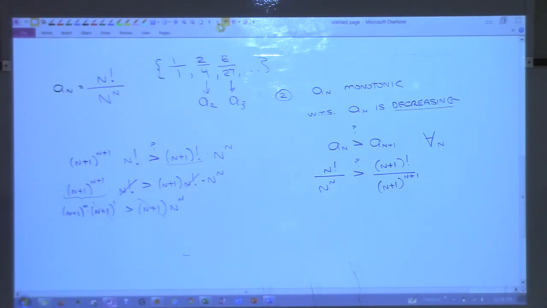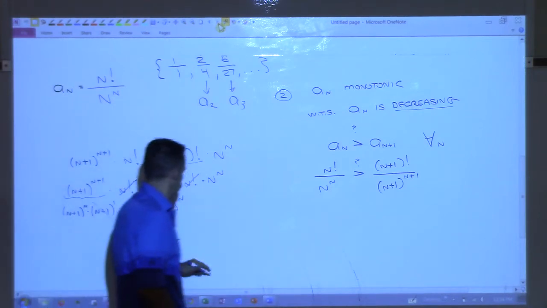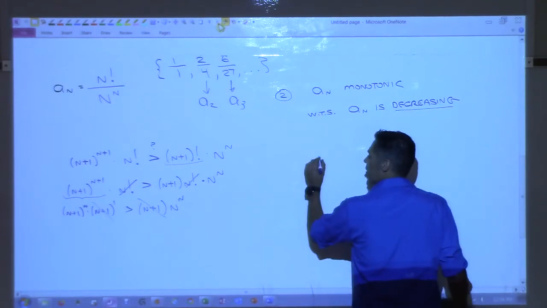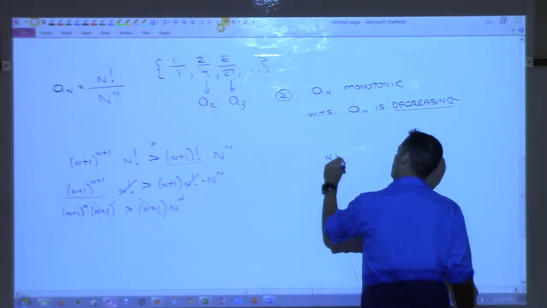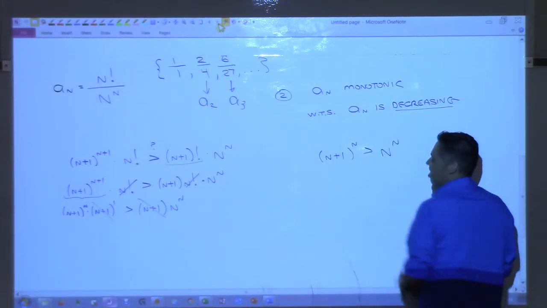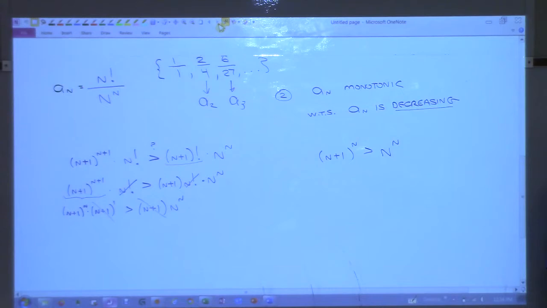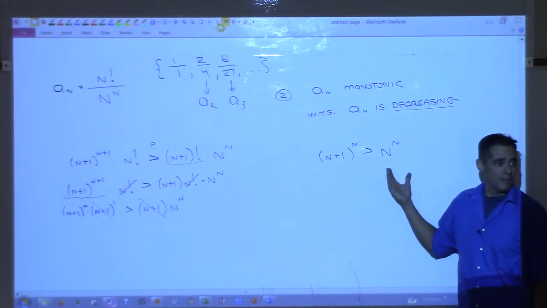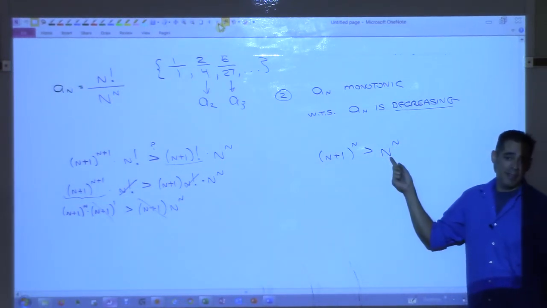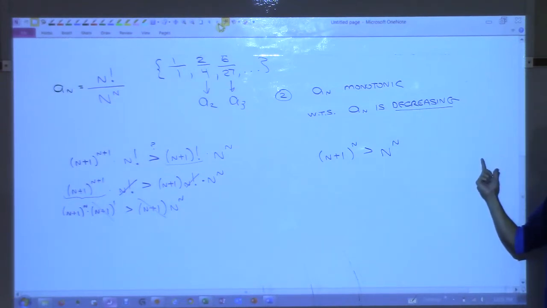So what's my next line? My next line looks like this: (n plus 1) to the n greater than n to the n. I think here we could probably say we're done, because both sides are raised to the same power, right? And this base is bigger than that base. So that side should be bigger than the other side. At this point, I would say yes, okay?